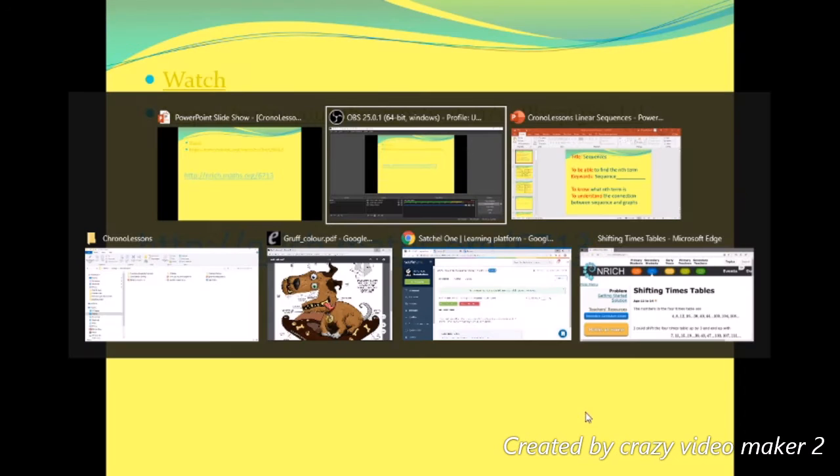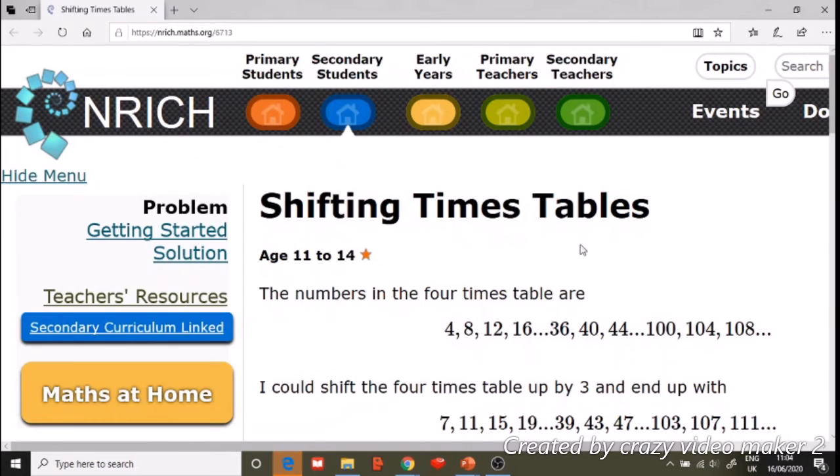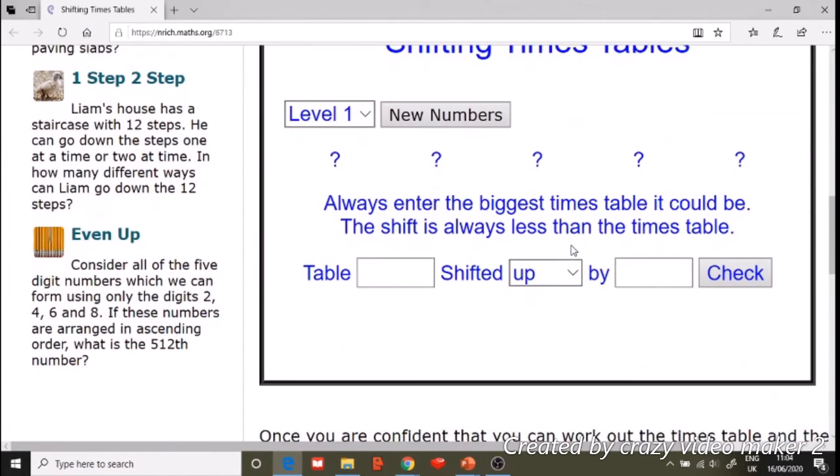Right. Okay. So I've directed to this website here, but mine's already got them listed up, which is in Enrich, which is nice. So let's say we've got a sequence here. Now this sort of looks like a times table, but it's either been moved up or it's been moved down. Okay, so have a look at this.